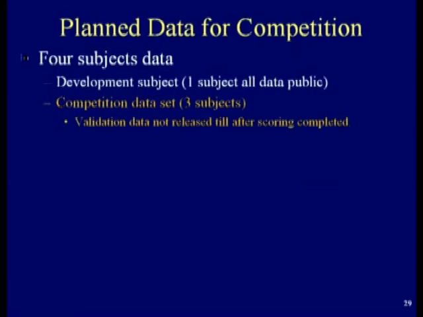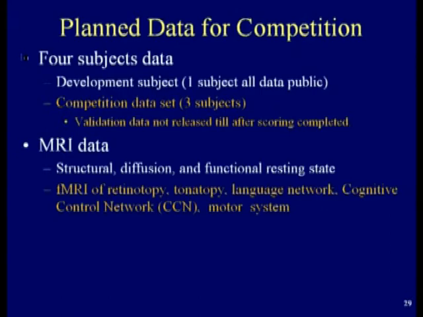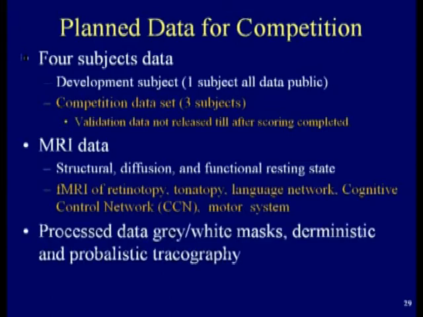That is, we will use it to score the elements, but we will expect you to find borders for the example without some of that data. The MRI data, there will be structural, diffusion, and functional resting state on all 4 of the subjects. We will also collect fMRI retinotopy, tonotopy, the language network, cognitive control network, and the motor system.